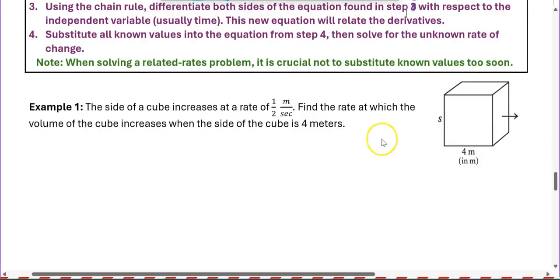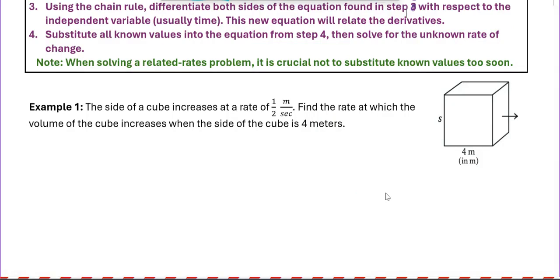All right, example 1. The side of a cube increases at a rate of 1/2 meter per second. So here's a picture of a cube. You might imagine the side length, meaning this length here. Here I have it pictured at 4 meters. Find the rate at which the volume of the cube increases when the side of the cube is 4 meters.